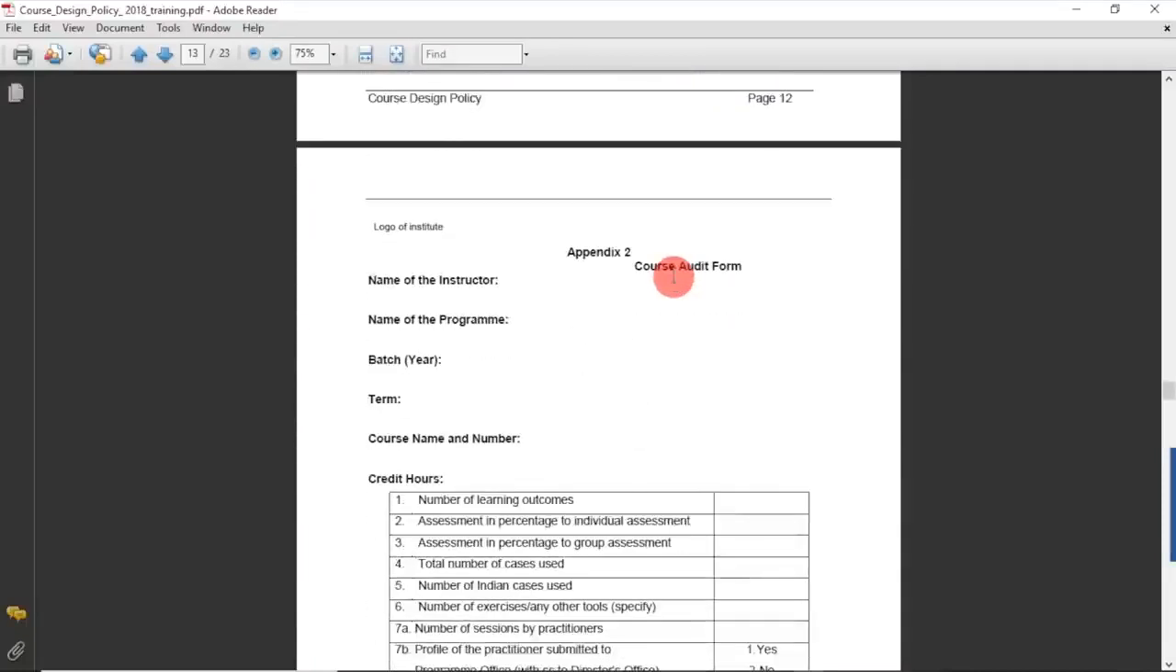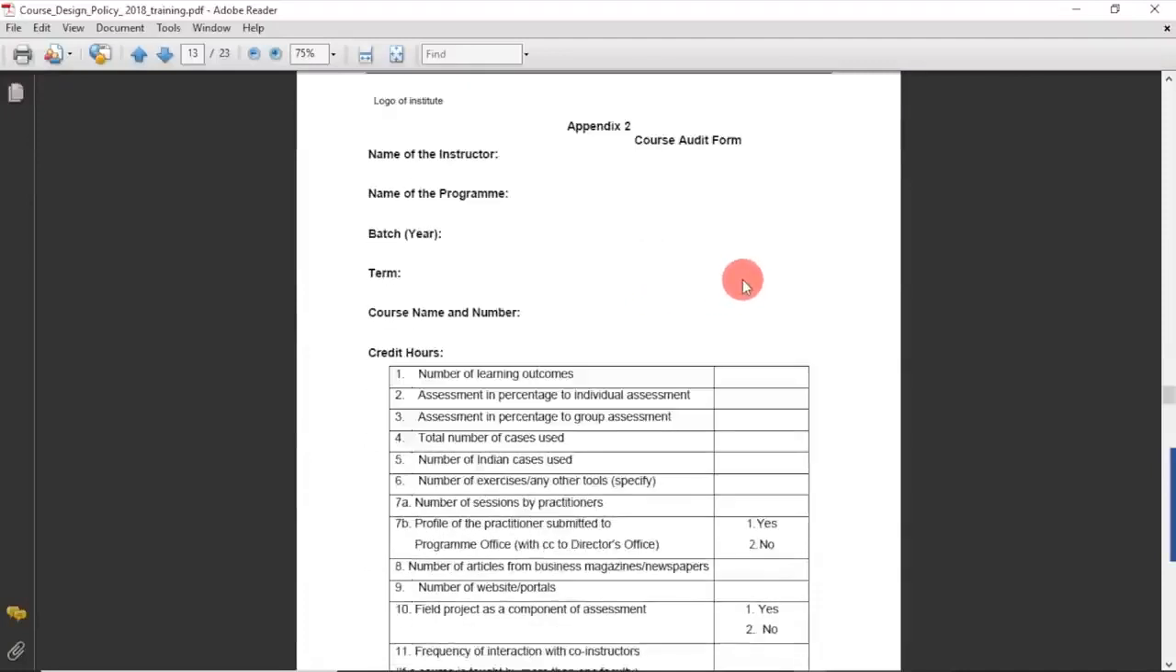Now this is a course audit form which you must use, because when we are talking of learning outcomes, you must evaluate yourself and the course which you have developed: how many learning outcomes you have tried to achieve, and the assessment of the percentage to individual assessment.